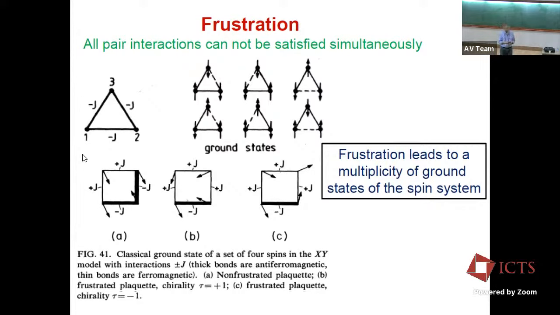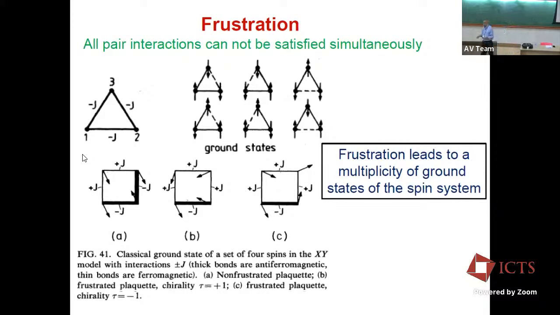These distances are also random, so yes, the magnitudes will not be the same. That's a good point, actually. The magnitudes of J 1,2, J 1,3, and so on, in general will not be the same.